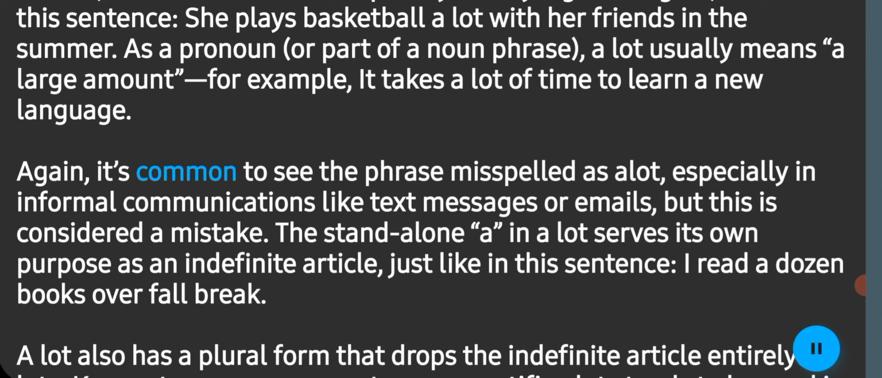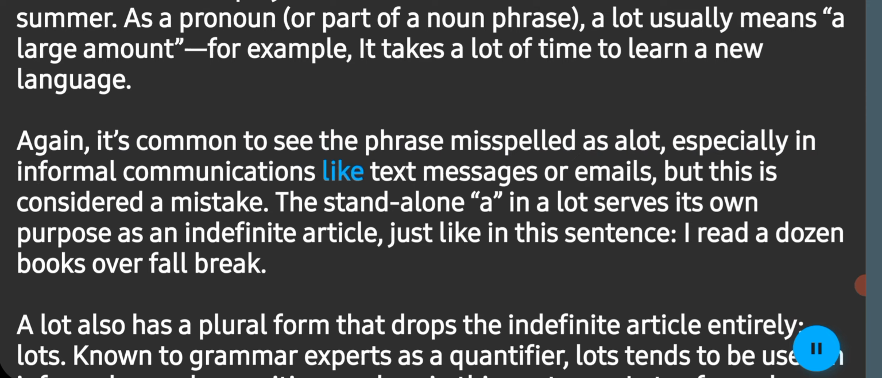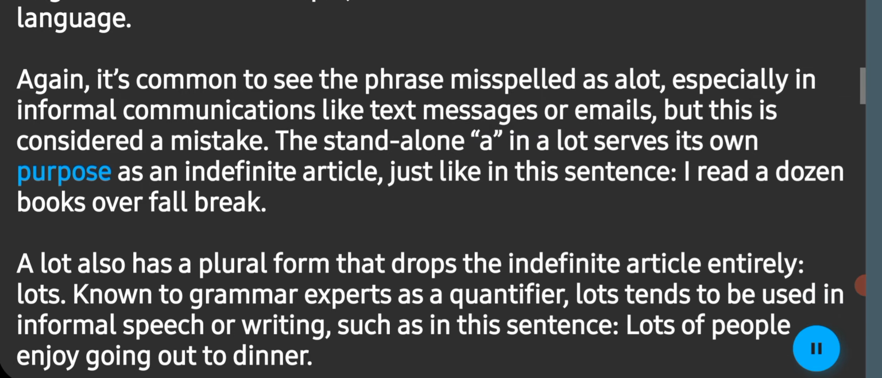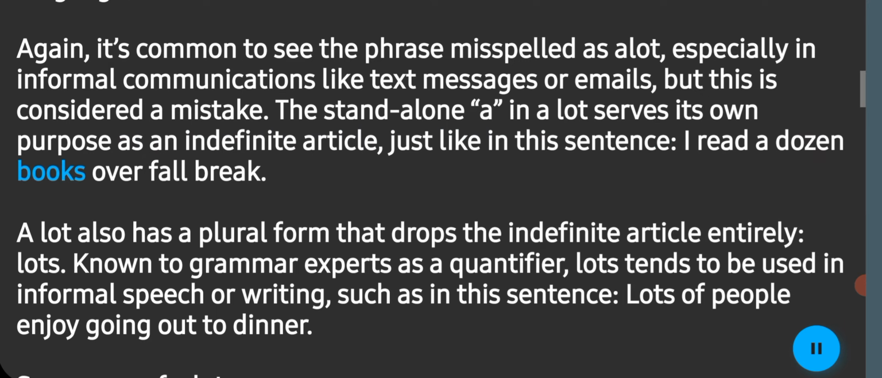Again, it's common to see the phrase misspelled as "alot," especially in informal communications like text messages or emails, but this is considered a mistake. The standalone "a" in "a lot" serves its own purpose as an indefinite article, just like in this sentence: I read a dozen books over fall break.